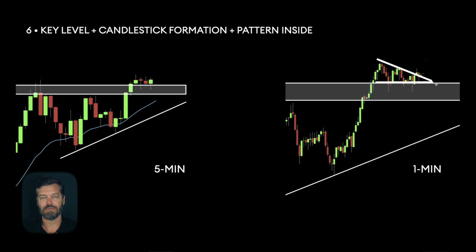Step 4. Confirm the breakout. Once the price breaks above the pattern inside the candlestick formation, this confirms a trend reversal from a downtrend to an uptrend. In this case, the descending triangle that formed at the key level breaks to the upside, signaling a clear shift from bearish to bullish momentum. You would take a long trade when the price makes a higher high, confirming the uptrend.